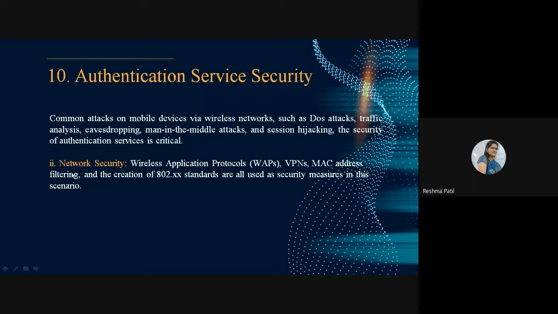The next type is network security. In network security, the wireless application protocol, that is WAP, VPNs (virtual private networks), MAC address filtering, and the creation of 802.xx, that is the version of the standard 802.11, are all used as security measures in this scenario. For network security, we are using all these security measures.